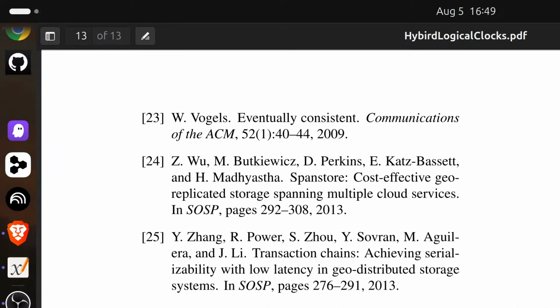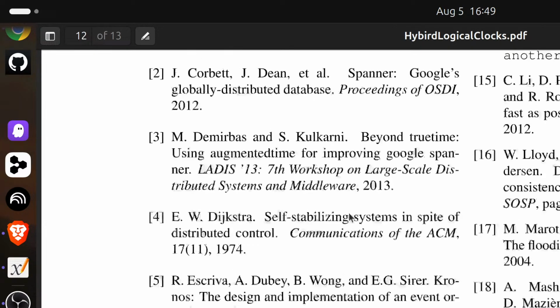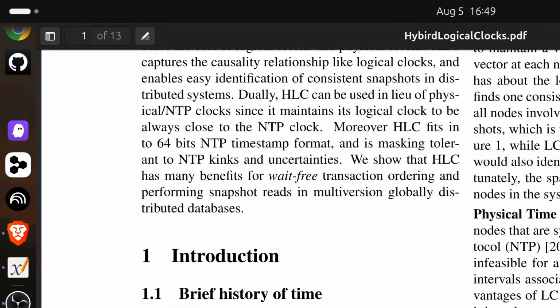Good, it's a good paper. We can read it. This is the first pass, we did it, but we will try to understand everything in more depth.